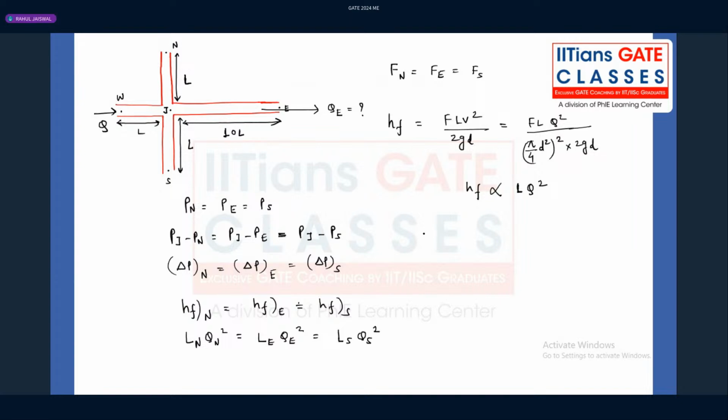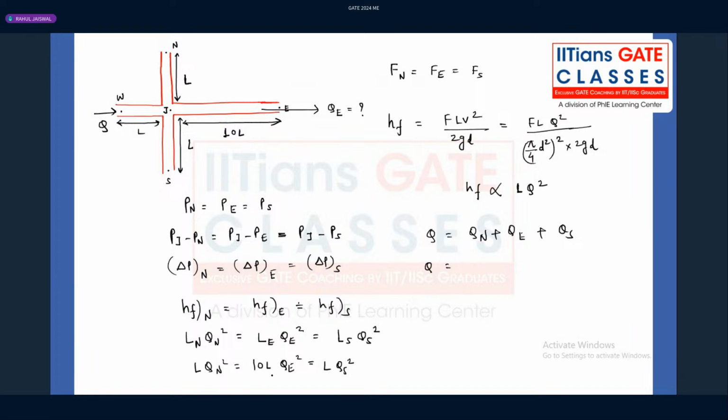And from the mass conservation, we know that incoming mass must be equal to outgoing mass. So what is the flow from the pipe W? Q, that is equal to Qn plus Qe plus Qs. So from here, length of N is L into Qn square. Length of E is 10L Qe square. Length of S is again L Qs square.